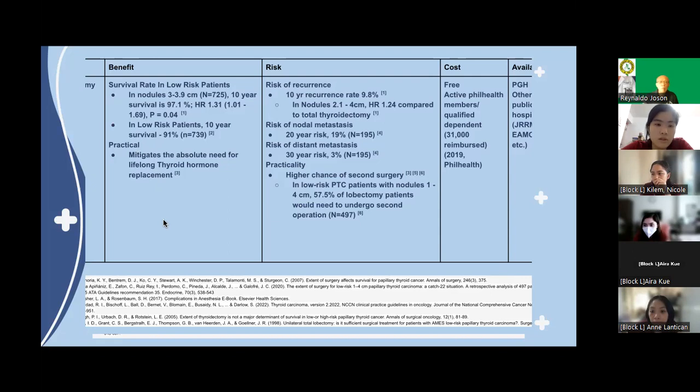For the cost, same as above, 31,000 will be reimbursed by PhilHealth, and it is free in most public hospitals, while in some private hospitals, it costs less compared to total thyroidectomy, which costs 21,000. Lobectomy costs 16,000. For the availability, it's available in PGH and other level 1, 2, and 3 public hospitals, and public and private hospitals such as JRRMC, East Avenue Medical Center, and St. Luke's. So for our choice of treatment, it will be on the next slide.